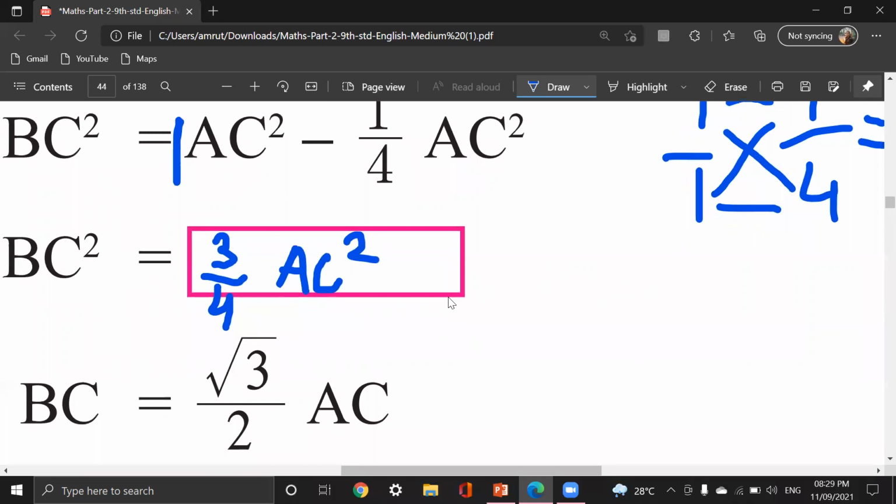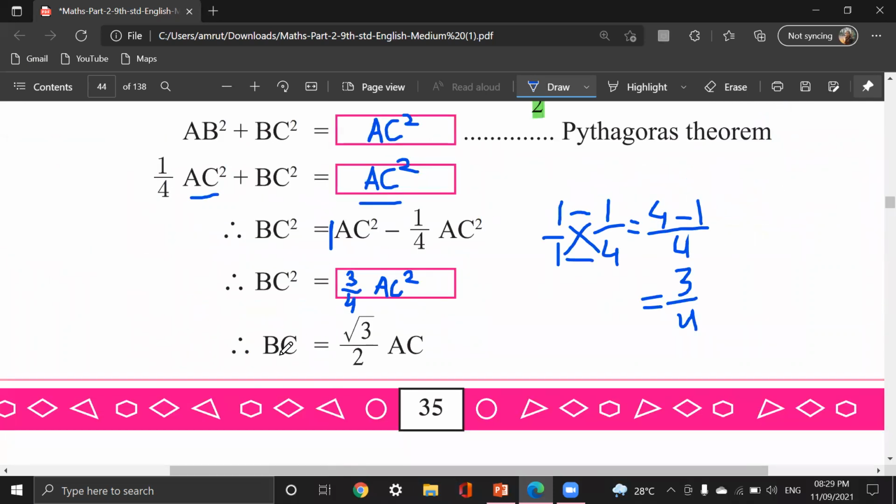Okay. Now we have to find out just BC. So for BC, to get BC from BC square, you have to take square root on both the sides. So I'll write down over here square root, and here also on both the sides you have to take square root. If I take square root on this side, I also have to take square root on the other side. So the square root of BC square will give BC. So here root will be applied to all the terms. So root for 3 also, root for 4 also.